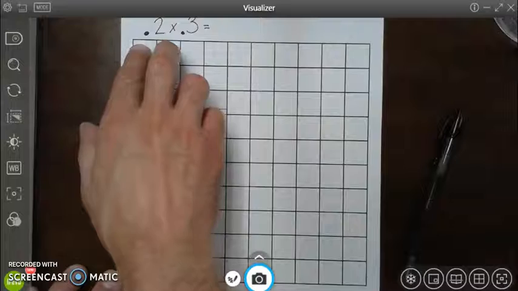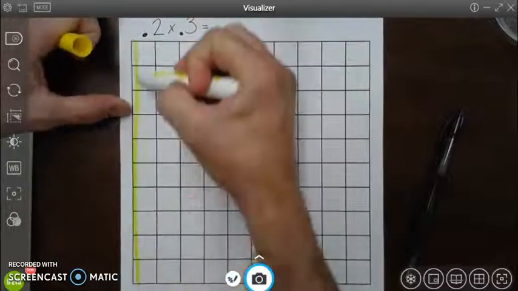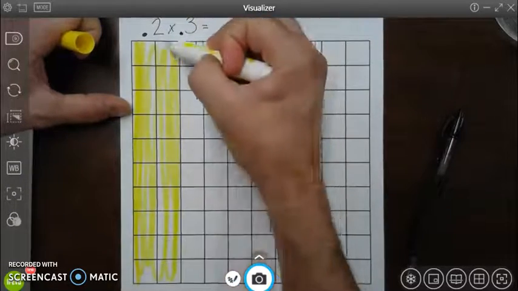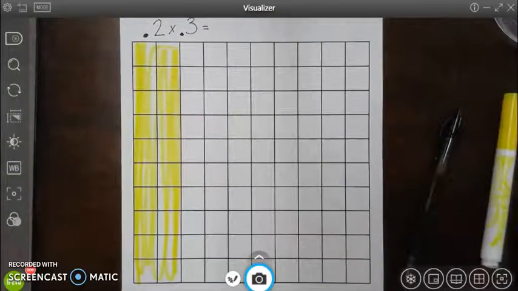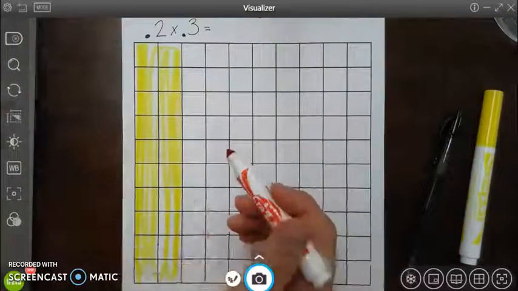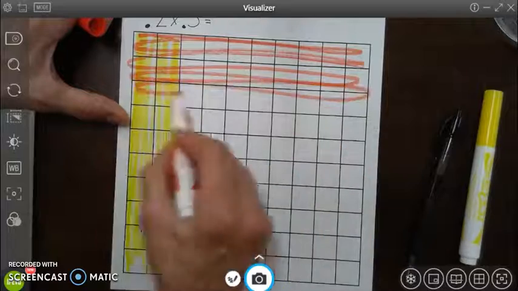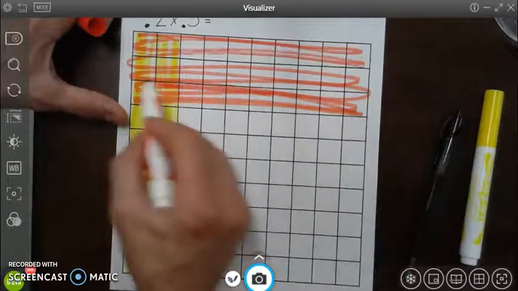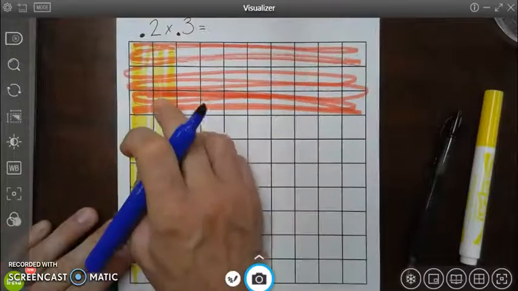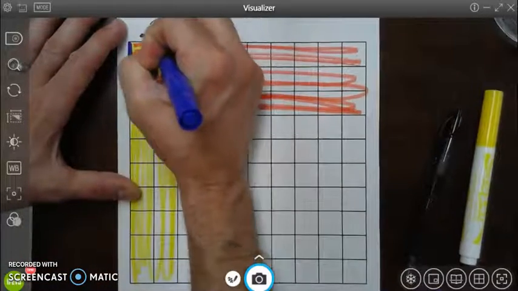So on this one, we're going to shade in the first 2 tenths. And then 3 tenths, we're going to go across this way. Now what we're looking for is the area they intersect. So if I look here, areas that have both red and the yellow in them end up being these boxes right here.